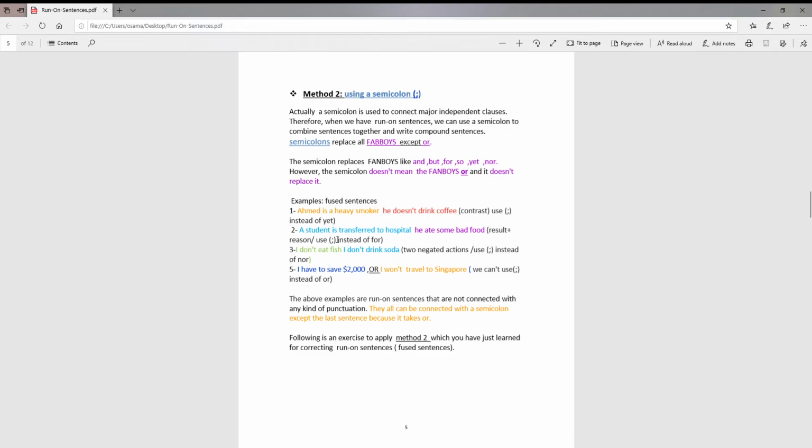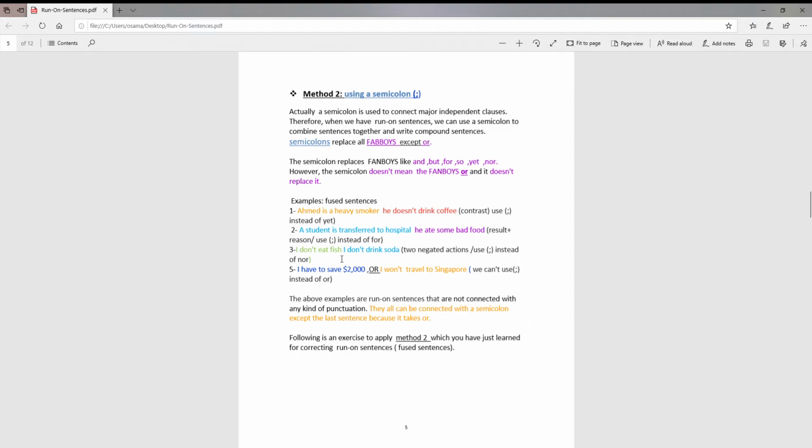A student is transferred to hospital. He ate some bad food. Okay, so we look at these ideas, and we have reason and result. Here we have the result, and here we have a reason. So instead of "for," we are going to use a semicolon. Okay, look at the next one.